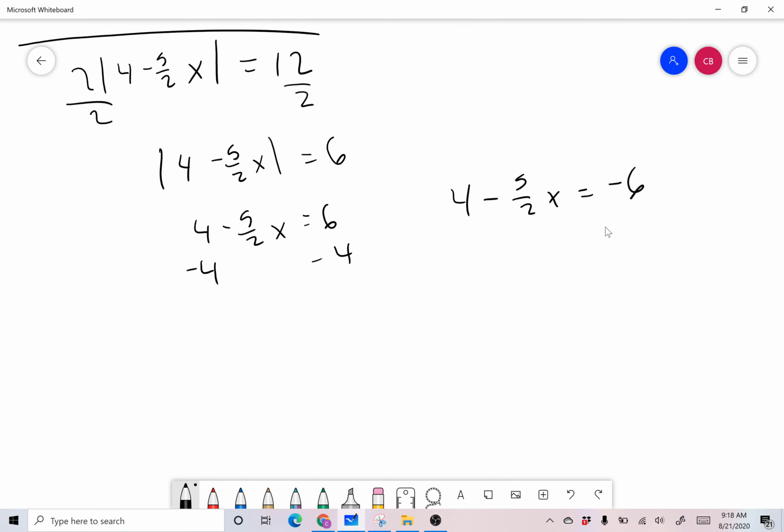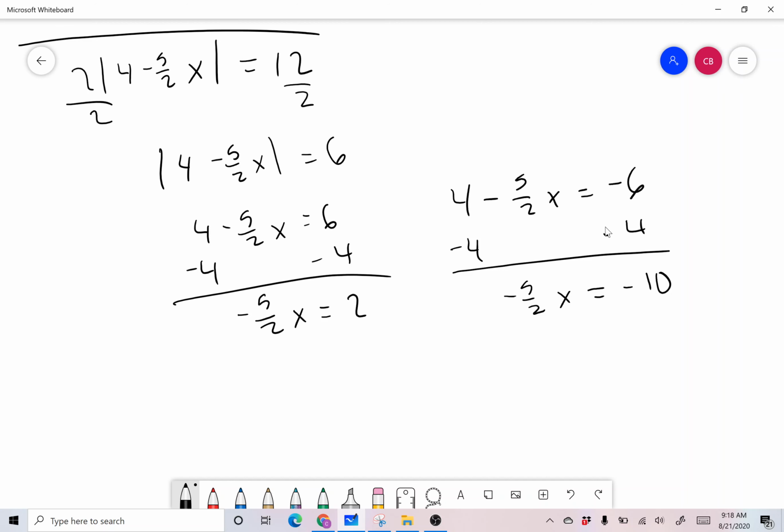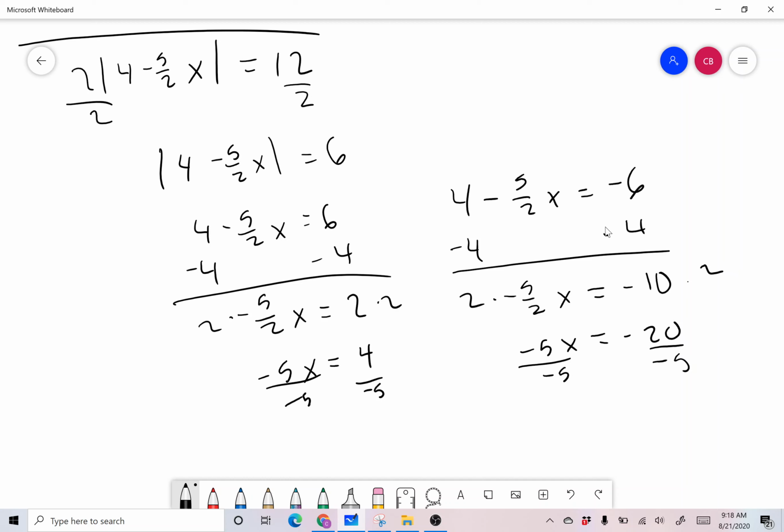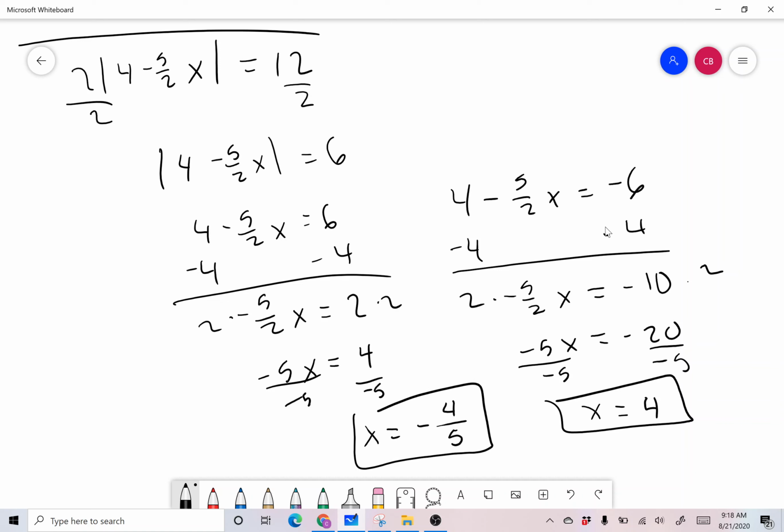Minus 4. Okay, and then negative 5 halves x is equal to negative 10. Okay, and then times 2, and then divide by negative 5. And x is equal to negative 4/5. Okay, so two different answers.